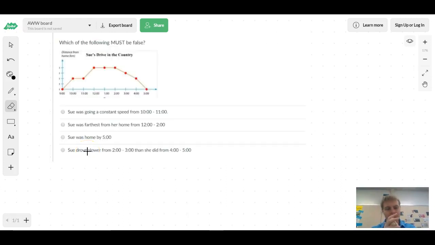Okay, so it says, which of the following statements must be false? So we're going to look at this right here. And it looks like it goes, Sue's driving in the country.